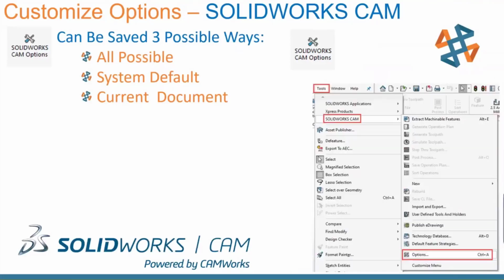Okay. We get into that where you get to your options other than that little gear from the pull down. This is where you get to it other than the button on the command manager, which has a little wrench and a screwdriver. Here's where you can get it. And if you look, my options are at Control A. That's my keyboard shortcut I set up. Okay.